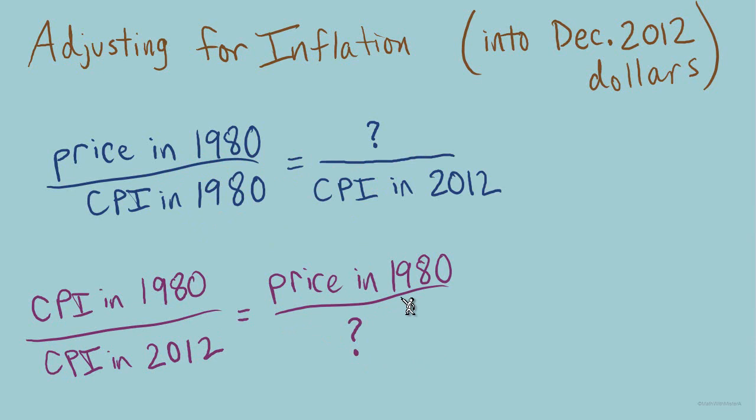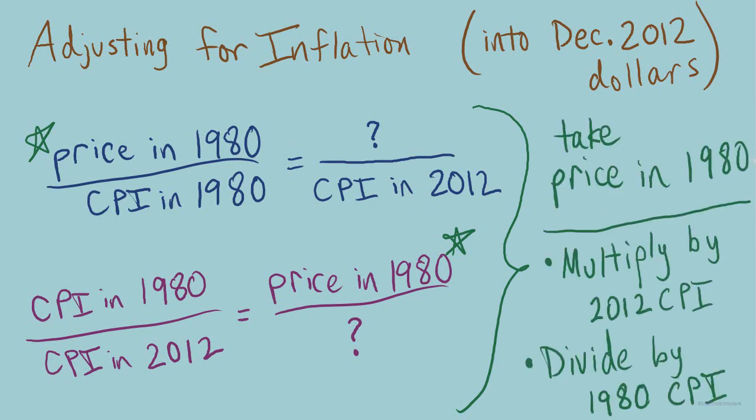But however you set up your proportion, we should find that they all force us to do the same operations to calculate this unknown amount. What is the price once we adjust into 2012 dollars? All of these proportions would say, if you start with the price in 1980, there would be two operations: multiplying by the CPI in 2012, and then dividing by the CPI in 1980. So any proportion, if it's arranged correctly, should all lead us to do these calculations.